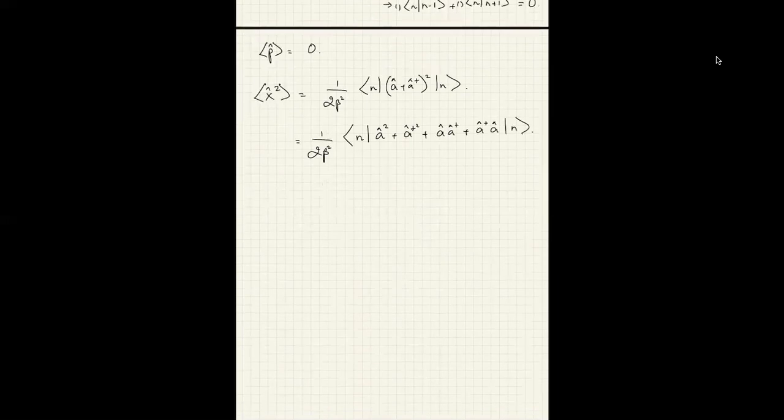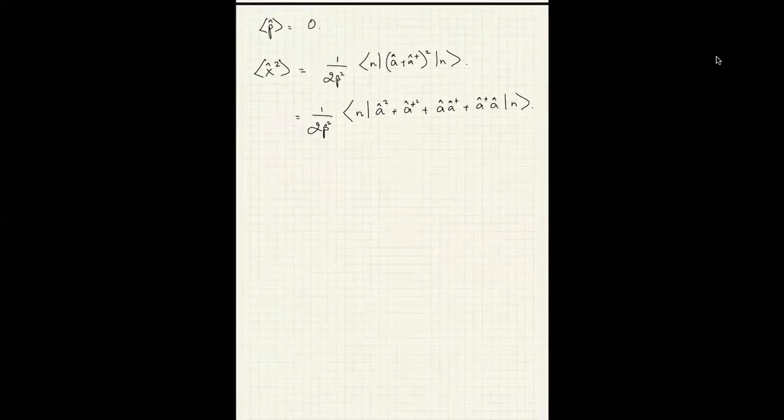For the same reason as outlined before, a dagger square acting on n would give you n plus 2, and the overlap of n and n plus 2 would be equal to 0. And a square acting on n would give you n minus 2, and the overlap of n and n minus 2 would be equal to 0. So these two terms won't contribute. We are left with evaluating a a dagger and a dagger a. But I can use the commutation relation, a a dagger minus a dagger a equals 1, to write a a dagger as 1 plus a dagger a. Again, if I'm doing this too fast, please stop me.